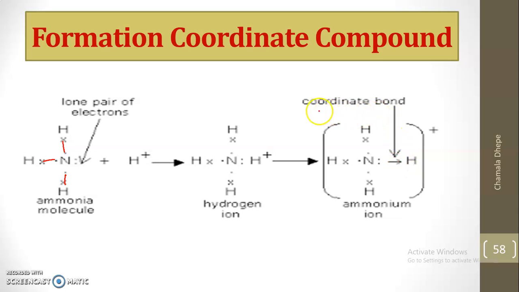And see here, it is written coordinate bond. How is it written? It is represented by the arrow. And on the bracket you have to show its charge, that is plus. Okay, this is the ammonium ion. This is about the coordinate compound.